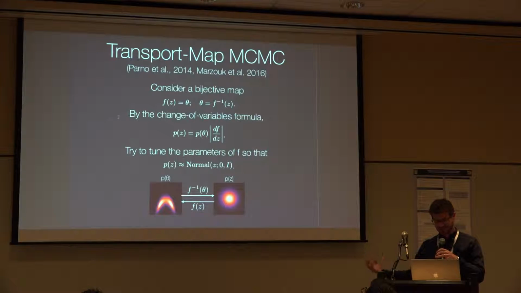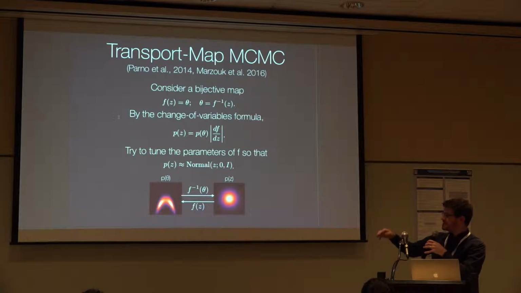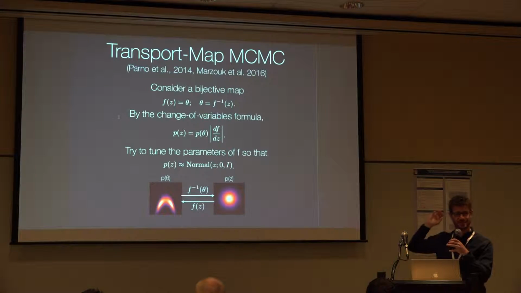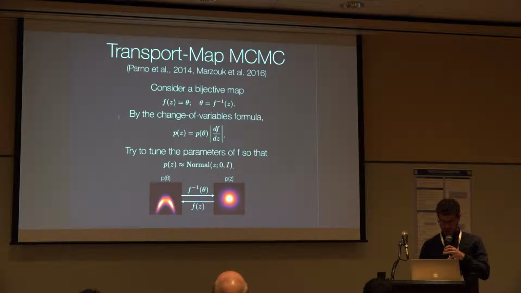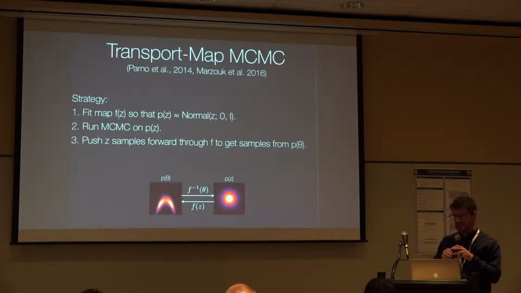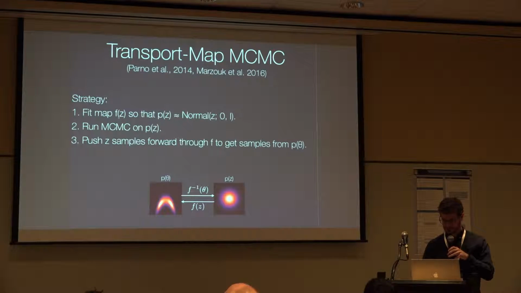And so, as I said, I'd rather sample from the thing on the right than the thing on the left. If I can tune f so that when I pull theta back through f inverse, the density of that pulled back distribution looks like a standard normal, I would much rather sample in that space than the space on the left, because that's going to be really easy and well conditioned. So that's the basic idea of transport map MCMC. At a high level, step one, fit this map so that we can make p of z approximately normal, run MCMC on p of z, which hopefully looks approximately normal, and then push the samples forward through f to get samples in the space that we originally defined the model in.